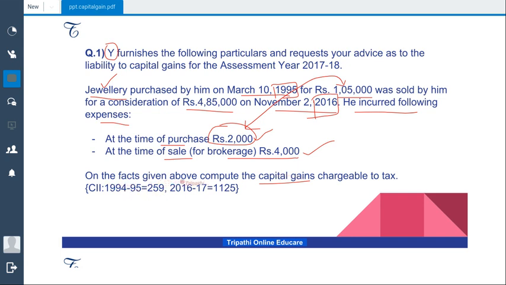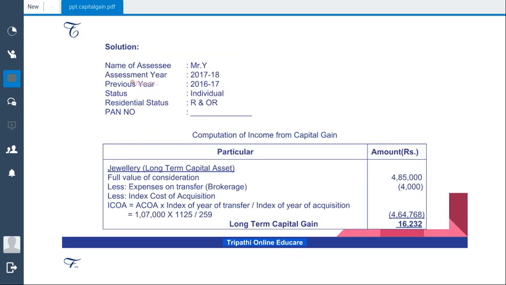On the facts given above, compute the capital gain chargeable to tax. Now CII, this is cost inflation index. It is already given. For 1994-95, it is 259 and for 2016-17, it is 1125. Right? So let us start the solution.